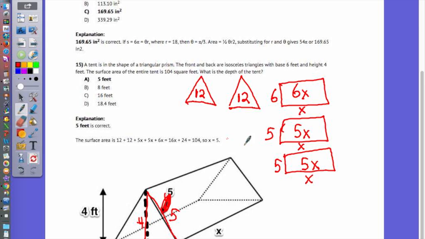So this is just a strategy that I use where I draw out a picture of each shape. Now, they've told you that when you total this all up, you're going to get a surface area of 104. 12 plus 12 is 24.